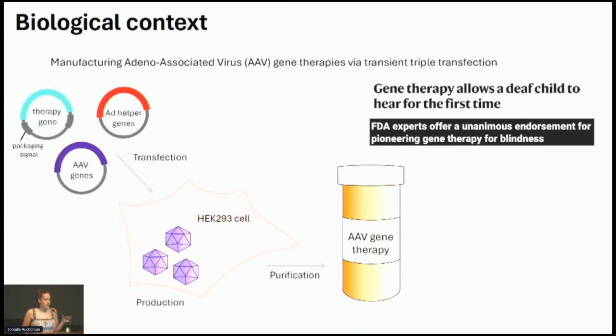Then we have a third plasmid which has that therapeutic gene in it. All of the plasmids are expressed in these HEK293 cells, but only the therapeutic plasmid, shown there in turquoise, will be packaged into the final virion because it has the additional packaging.